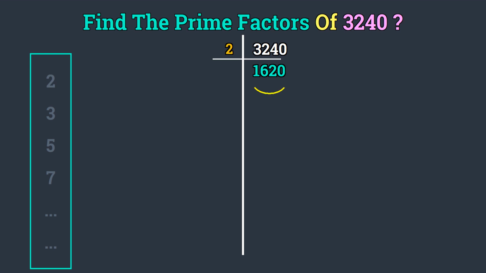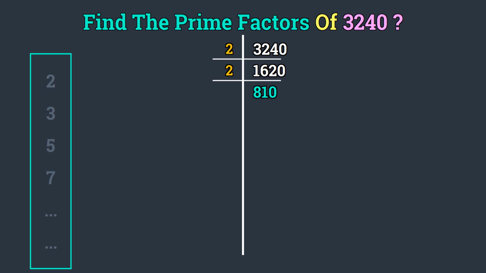Dividing 1620 by 2, which equals 810. So 1620 divided by 2 equals 810.